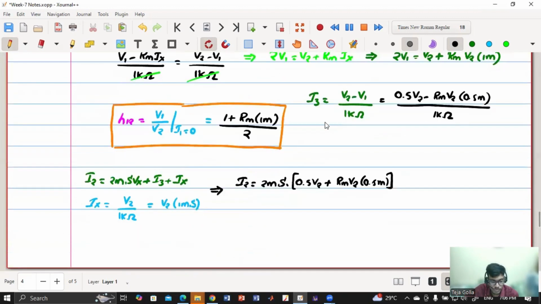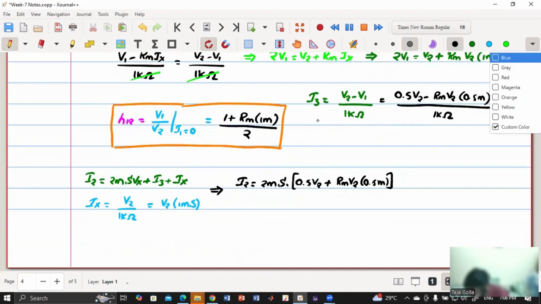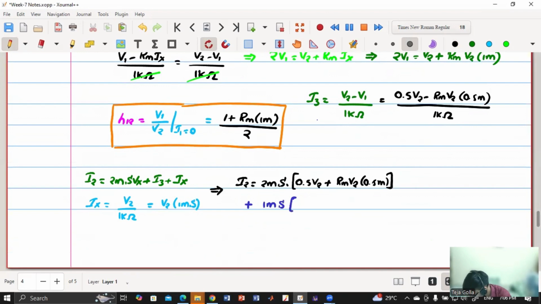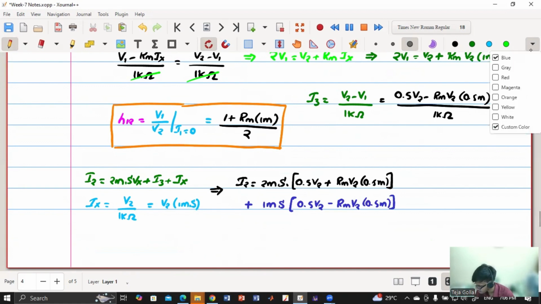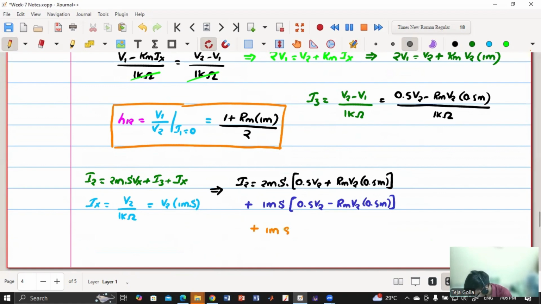This is my first term, 2 millisiemen into Vx. Now I have to add I3. I3 by 1 kilo means 1 millisiemen into 0.5 V2 minus Rm V2 into 0.5 milli. This is my second term. And what is my third term? My third term is Ix, which is 1 millisiemen into V2. Right? So I have just correlated the entire thing. LHS is I2, RHS is V2.